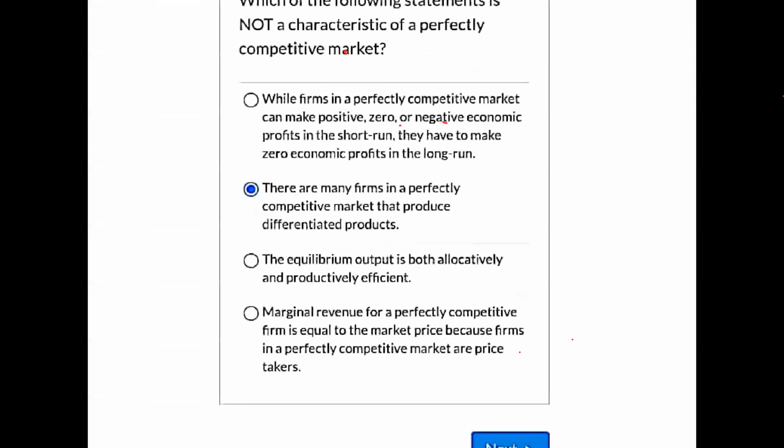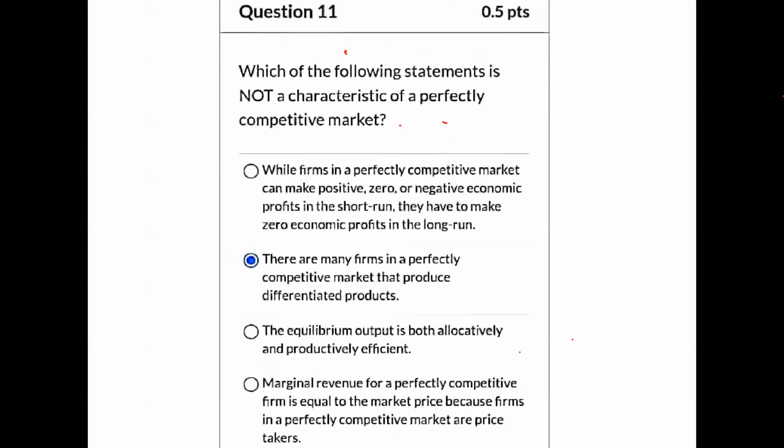Question number 11. Which of the following is not a characteristic of a perfectly competitive market? A firm in the perfectly competitive market can make positive, zero, or negative economic profit in the short run. That's true. And they have to make zero economic profit in the long run. That's what we said, isn't it? These firms don't make economic profit in the long run, right? So that's what we said.